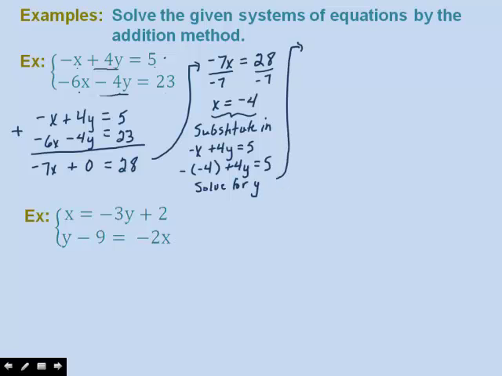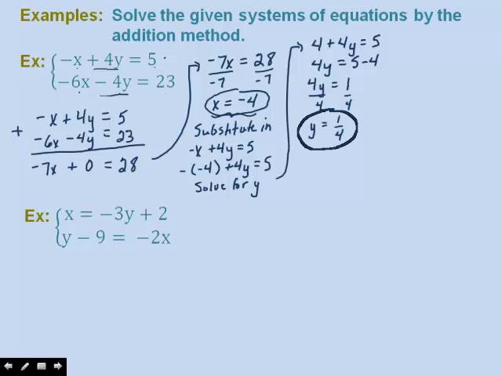All right, so the opposite of negative 4 would be plus 4. If we subtract 4 from both sides, we end up with 4y is equal to 1. Now if we divide both sides by 4, we end up with y is equal to 1/4. Now we have both of our values for our solution. We have the x is equal to negative 4 and the y is equal to 1/4, which would give us the ordered pair negative 4, 1/4.